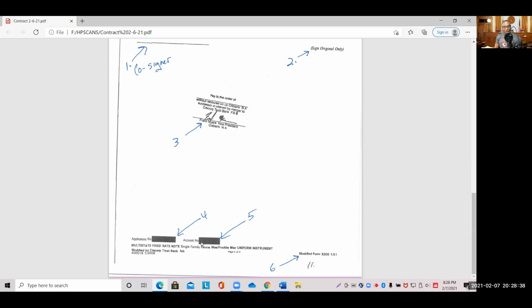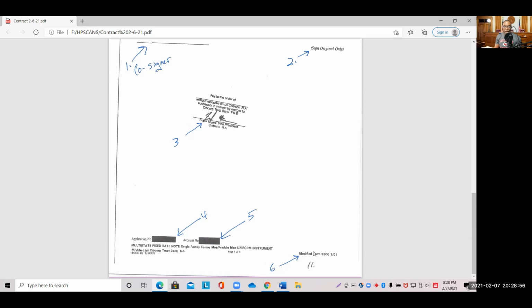I wonder if this account number is the same as the file number. No, I don't think it is, because it doesn't appear to be as long as the file number. But yeah, you see what I'm saying here. And then down here, this says it's a modified form.